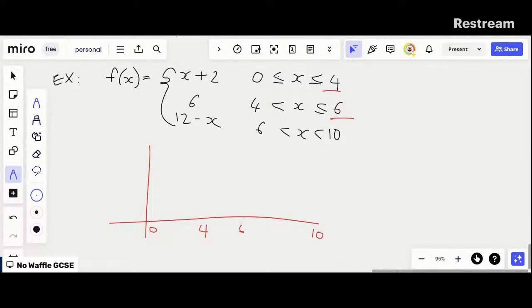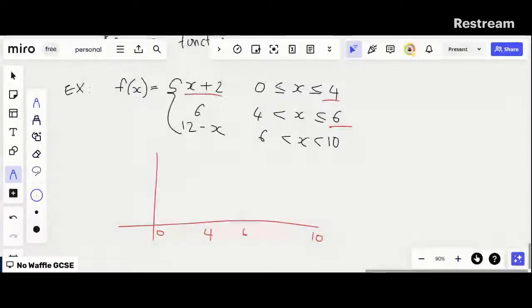Now you can see that between 0 and 4, it's an increasing function, and you've got to see what's the maximum value of y when you have this domain here. And you can see when x is 4, y is 4 plus 2, which is 6, so it goes up to there. So between 0 and 4, it looks like that. Then between 4 and 6, you're told that y is just 6, so it remains exactly the same. And then between 6 and 10, you've got that it's 12 minus x.